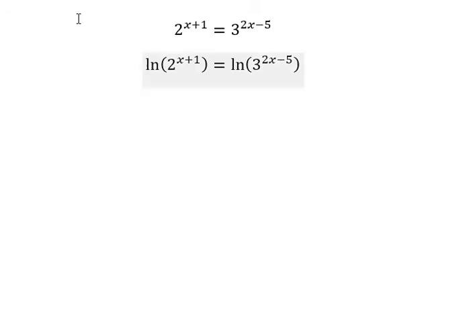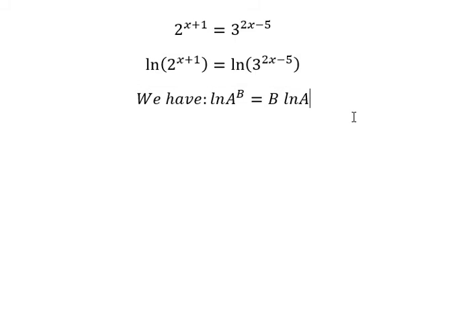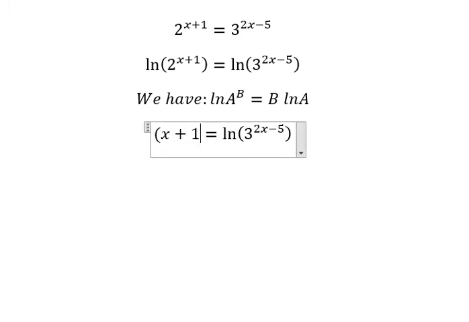Next, we have the formula in here: ln a to the power of b equals b ln a. So for this one, number 2 is a, and s plus 1 is b. Now we need to transform this one into this one, and we have it like this.